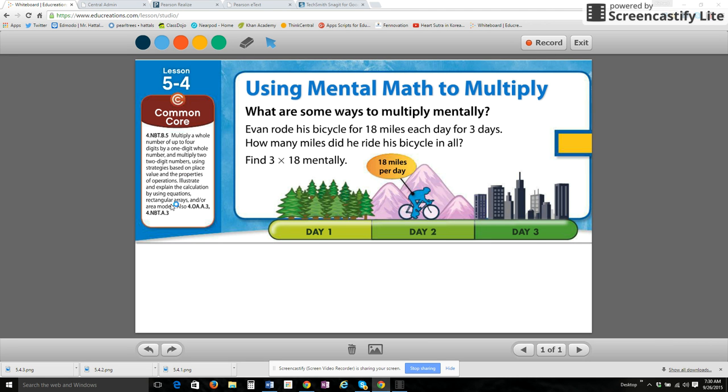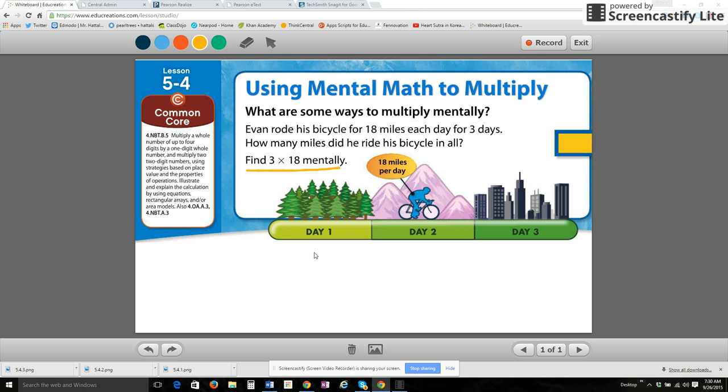And we're also going to be able to illustrate and explain the calculation by using equations, rectangular arrays, and/or area models. All right, so we have an example right here, and they're asking us to find 3 times 18 mentally. Evan rode his bicycle for 18 miles each day for 3 days. How many miles did he ride his bicycle in all? So we know we have 3 days. Each day he rode 18 miles. So we know we're going to have 3 times 18.